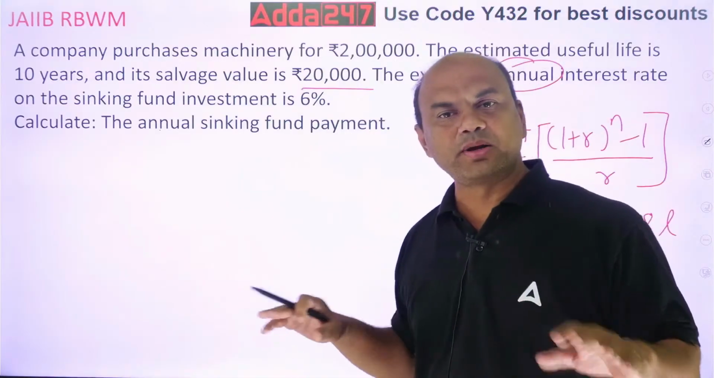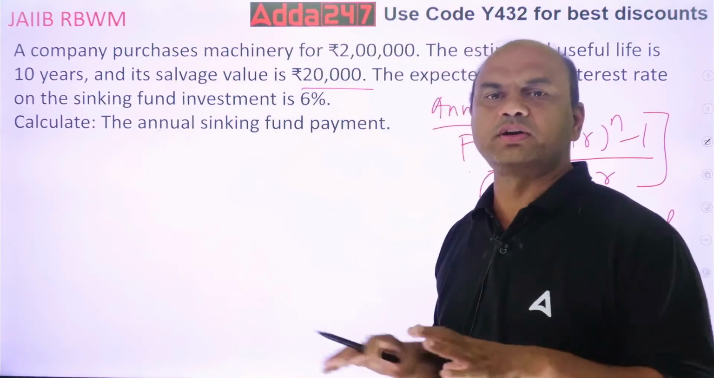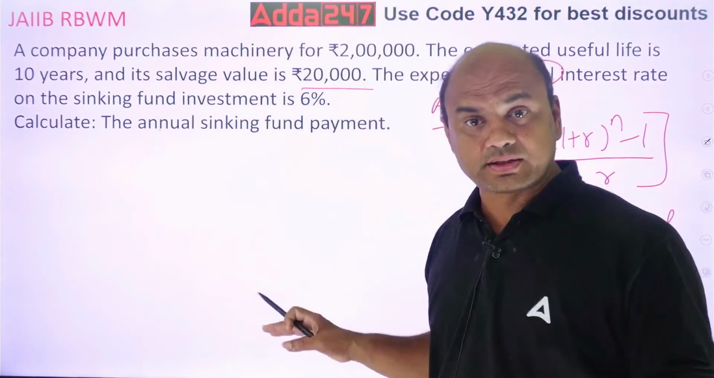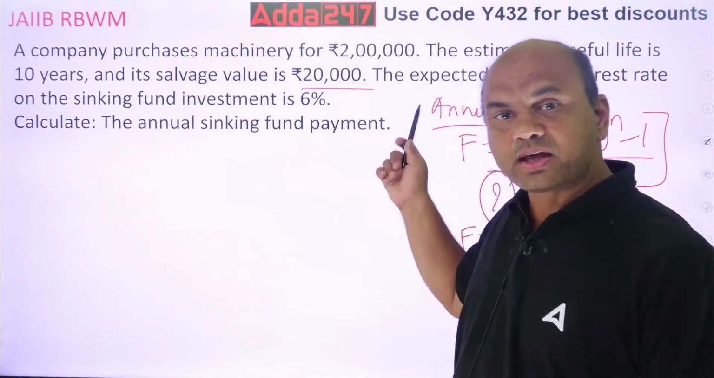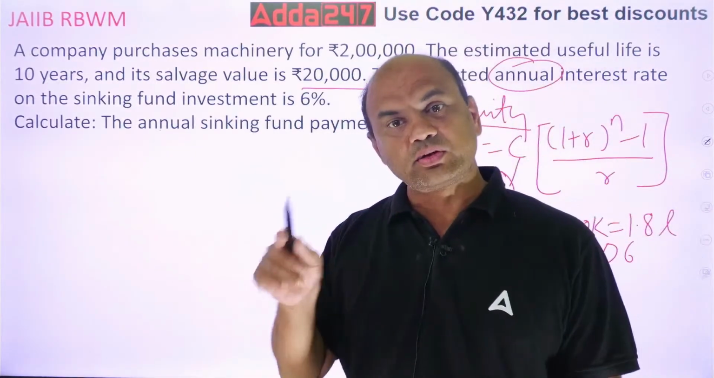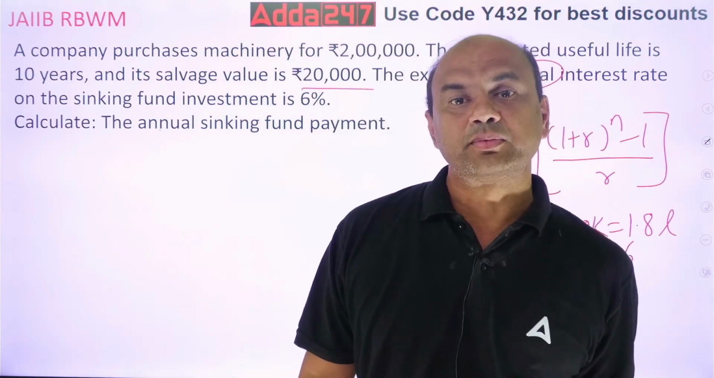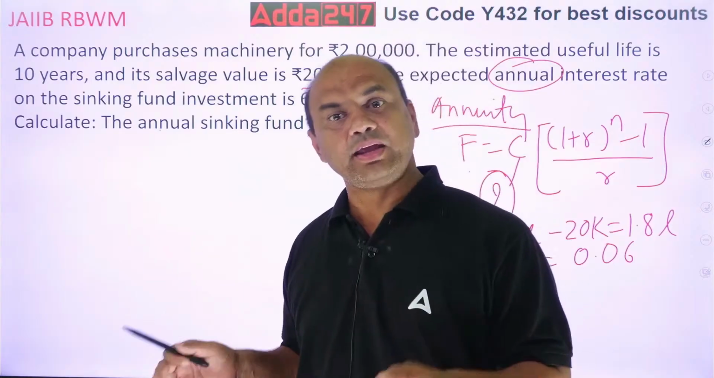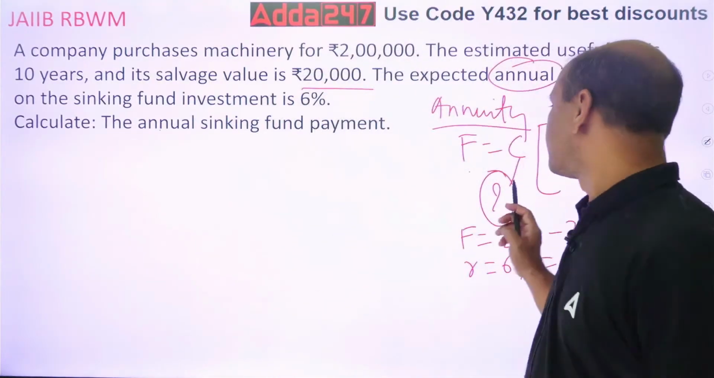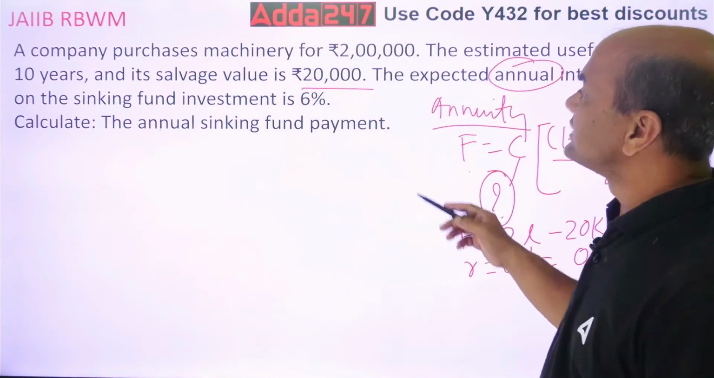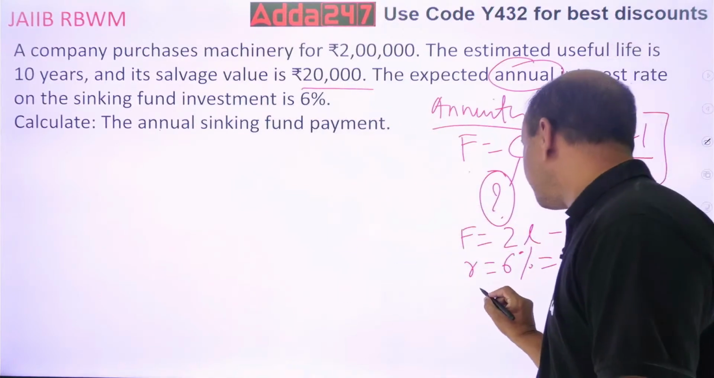You will not divide it by 2, not by 3, not by 4, not by anything. If they are asking you quarterly, then you divide it by 4. Okay? Here you will not divide it by anything. So R is same, N will also be same. So what is N then? N is 10 years. N equals 10 years.